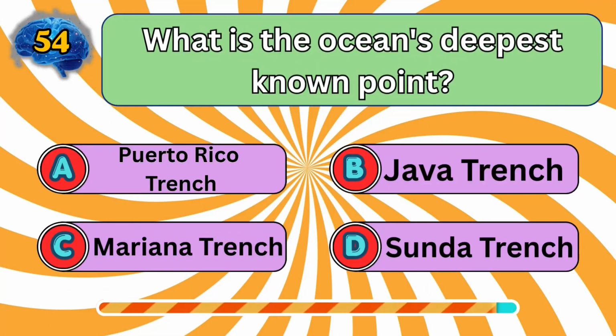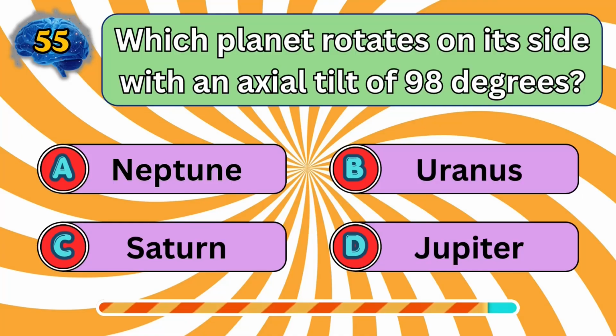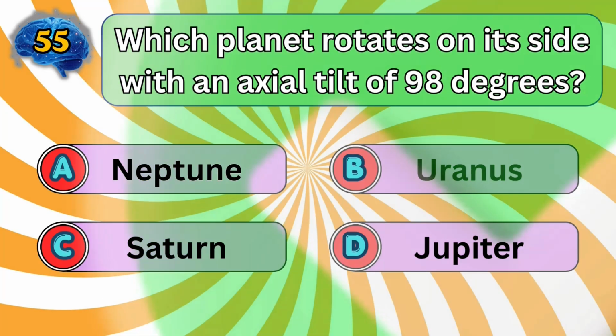What is the ocean's deepest known point? Puerto Rico Trench, Java Trench, Mariana Trench, Sunda Trench. Mariana Trench. Which planet rotates on its side with a tilt of 98 degrees? Neptune, Uranus, Saturn, Jupiter. Uranus.